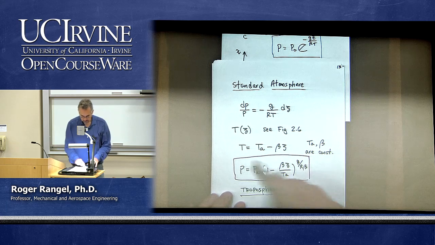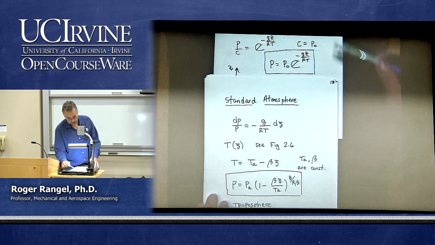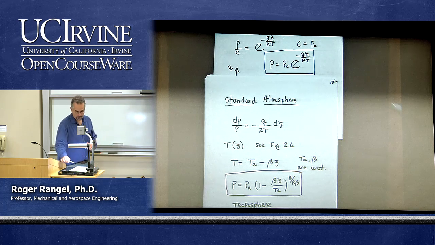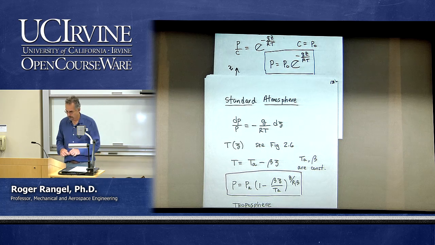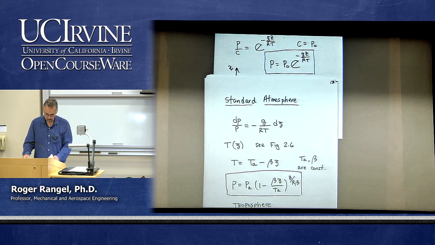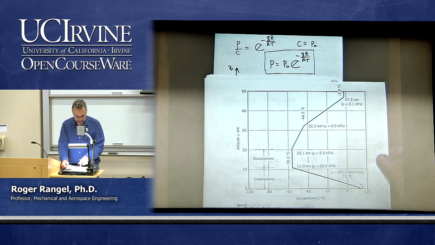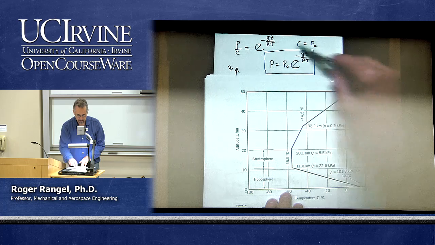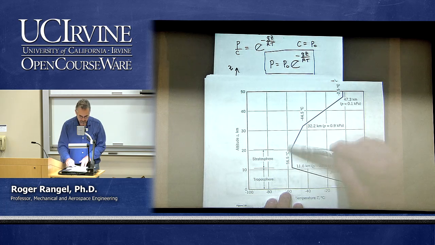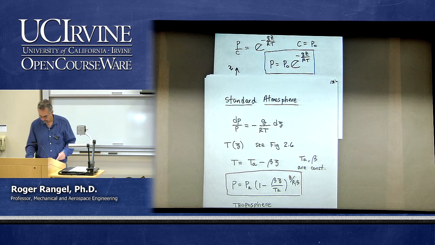So compare and contrast that to the previous result when we made the assumption that the temperature was constant. Constant temperature is the simplest case. Linear variation of temperature is the more reasonable case for the troposphere. As you can see, if you're doing the calculation in the stratosphere, then the temperature is more or less constant. So you can use this model of a constant temperature for the stratosphere, but you would use this model for the troposphere.